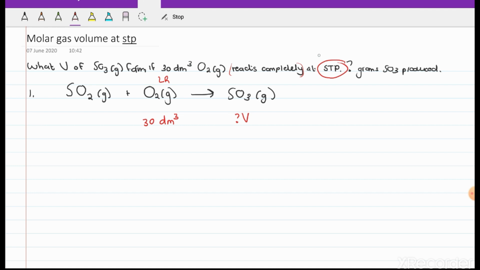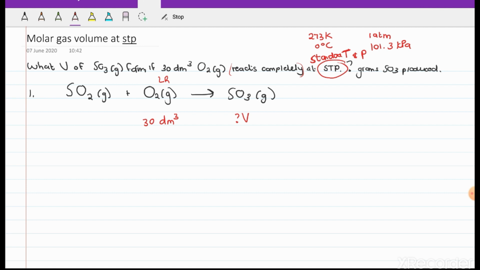So STP stands for standard temperature and pressure. And it's a set of conditions that we define as standard in the laboratory. So standard temperature is 273 Kelvin or 0 degrees Celsius, and standard pressure is at 1 atmosphere or at 101.3 kilopascals. Okay, so that is standard conditions. So this is standard pressure and that is standard temperature.